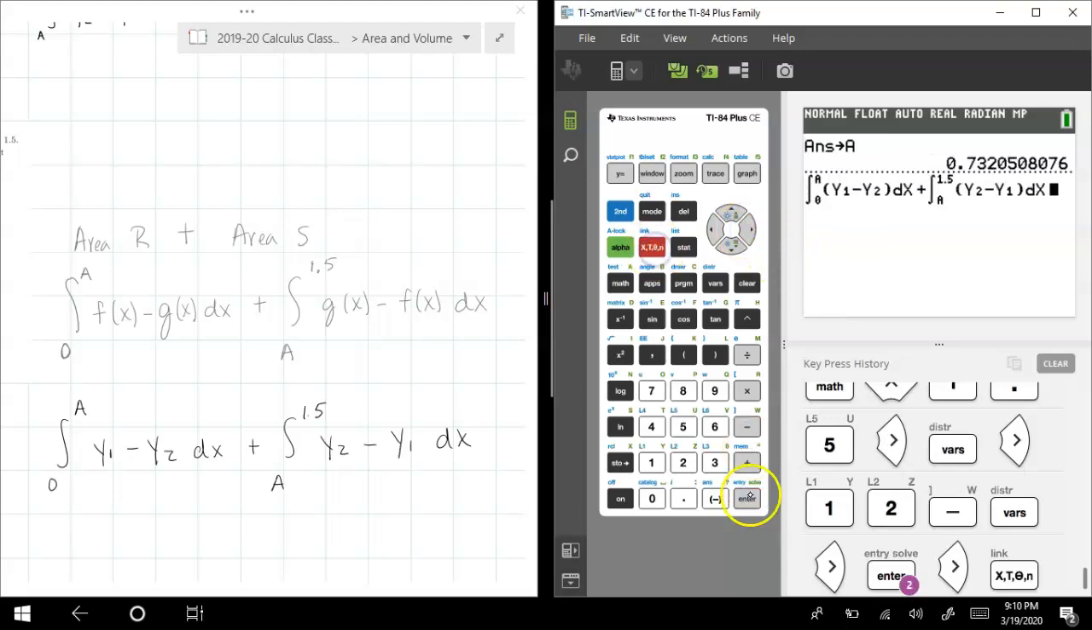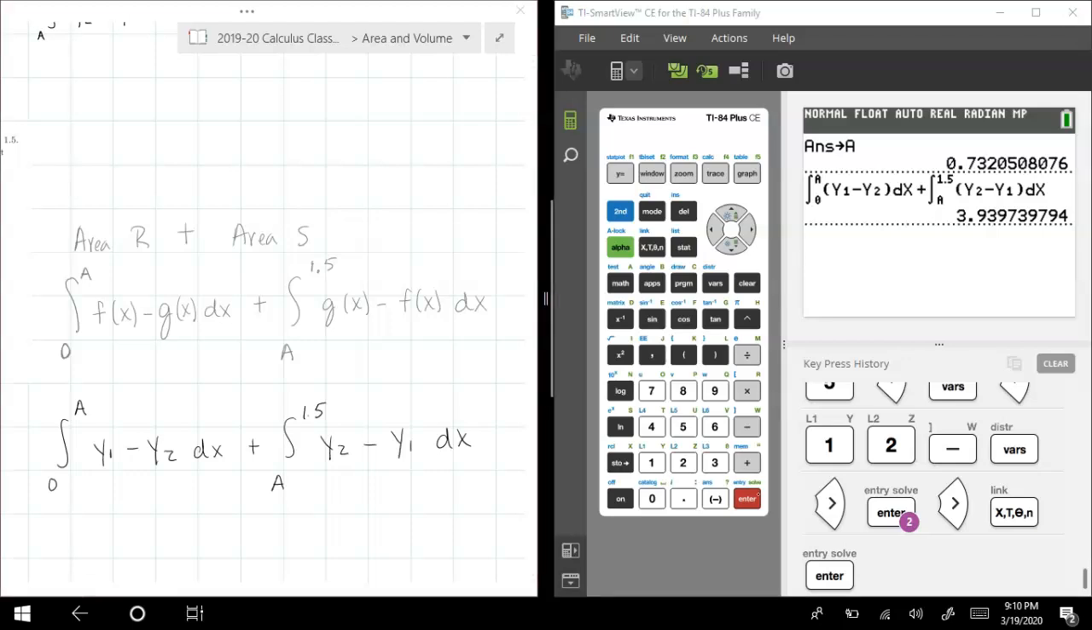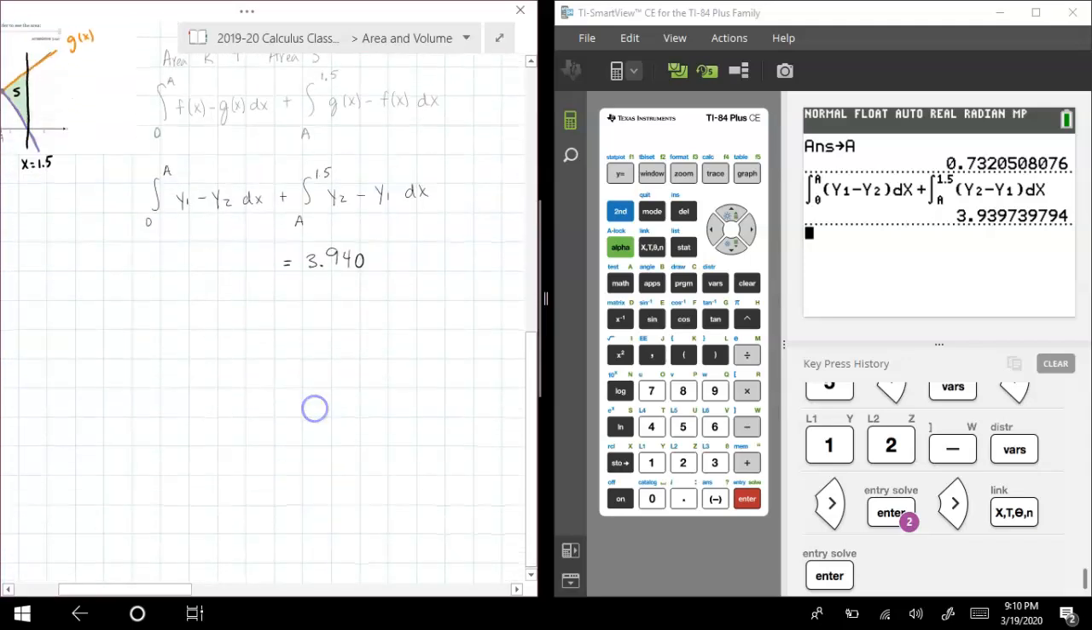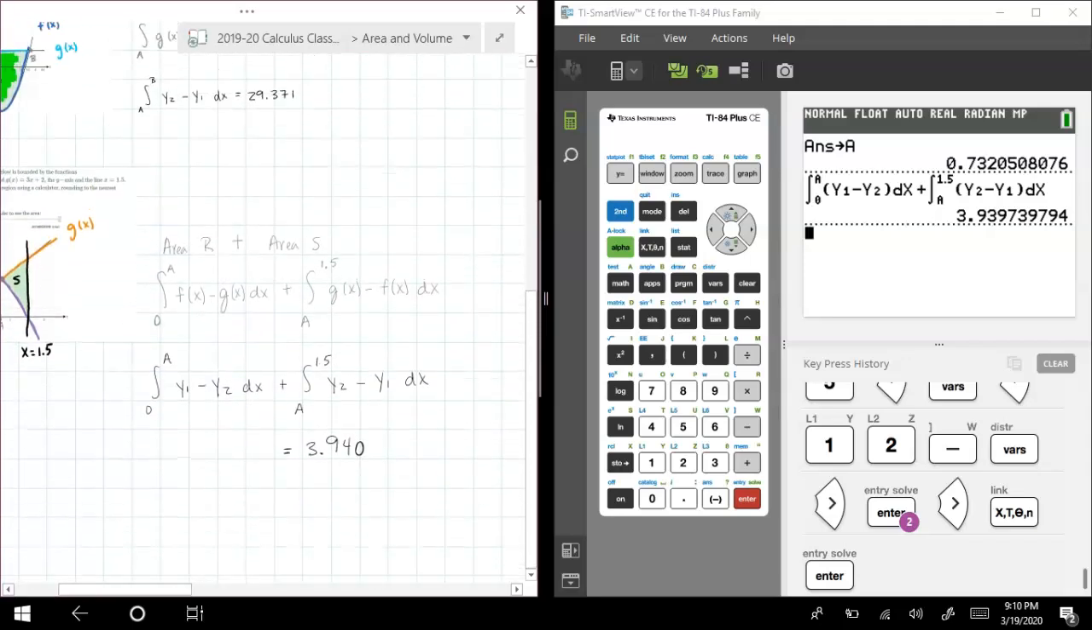Again, in terms of x, this area, rounded to 3 decimal places, is 3.940. And that's the lesson on the area between two curves.